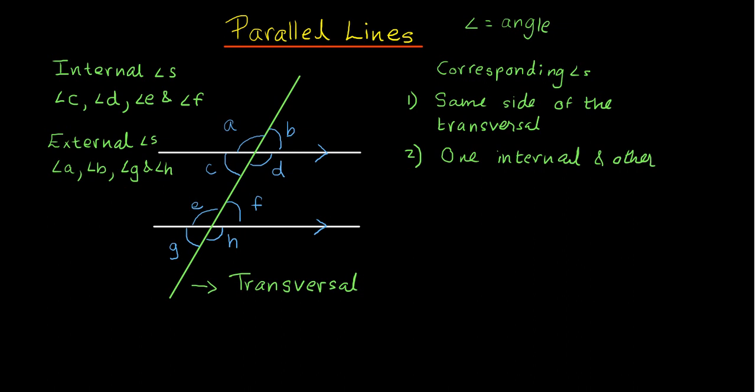I'm just giving you a brief set of notes here. So one angle is internal, the other one's external. The third condition is that together the angles form a capital F. And the fourth point is what you need to write down as the reasoning or the property, which is: corresponding angles are equal. So these angles are exactly the same.